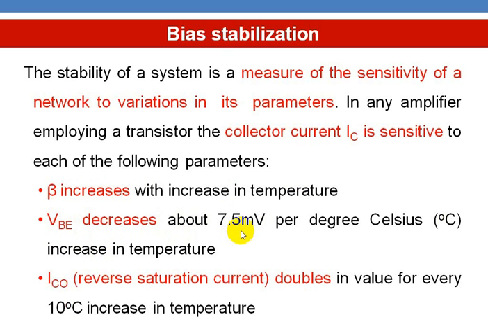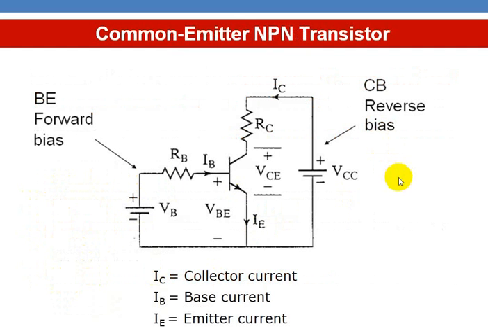VBE decreases about 7.5 millivolt per degree Celsius increase in temperature. Similarly, ICO, the reverse saturation current, is found to double in value for every 10-degree increase in temperature. So these three parameters, beta, VBE, and ICO, will change with temperature, and these three parameters in turn affect the collector current.